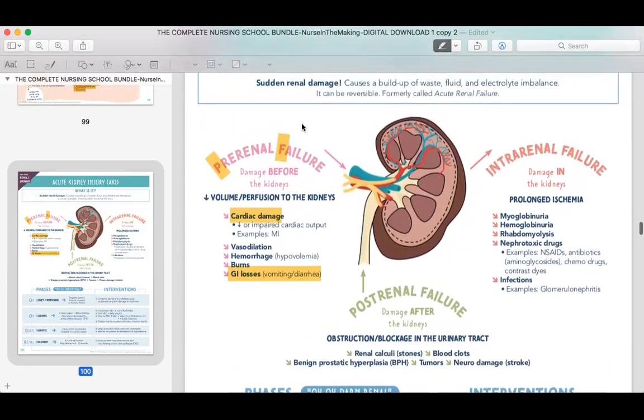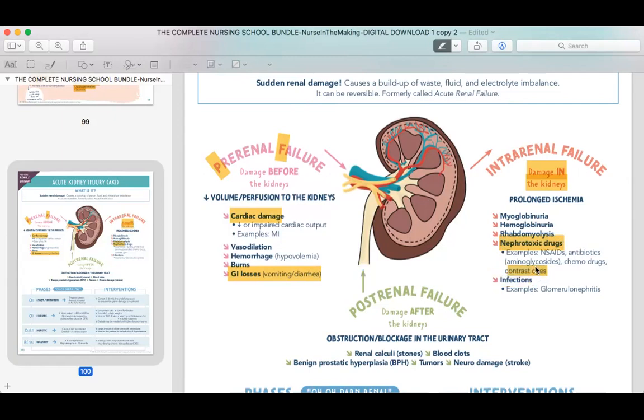Intrarenal is within. So after you're done with the problems up here, which is pre-renal, before you reach the kidneys, now you have intrarenal, which is within the kidneys. So now it's damage in the kidneys, right? What problems can you have? You can have nephrotoxic drugs that hurt the kidneys, like contrast dyes.